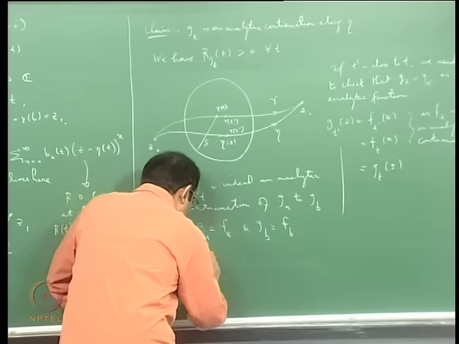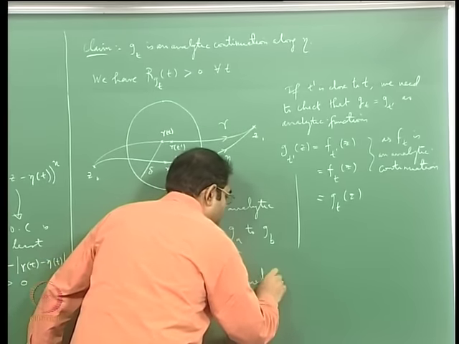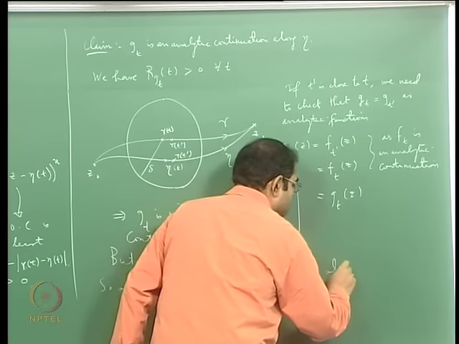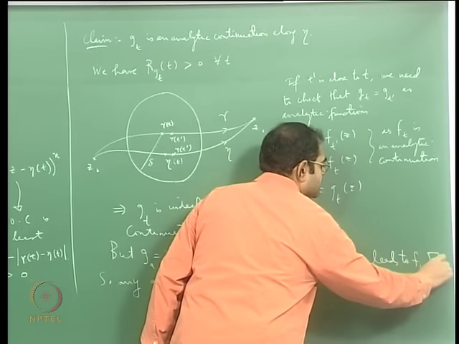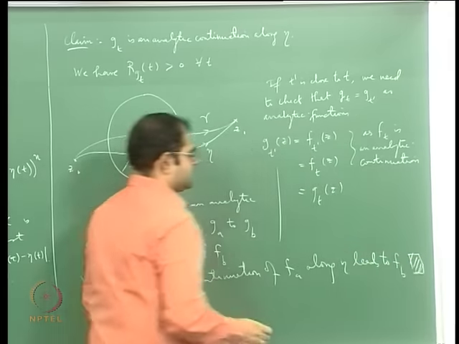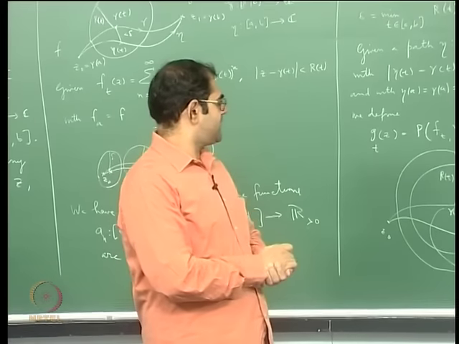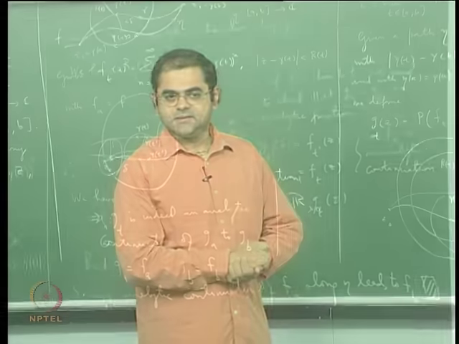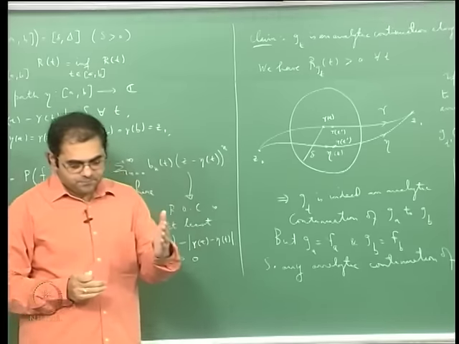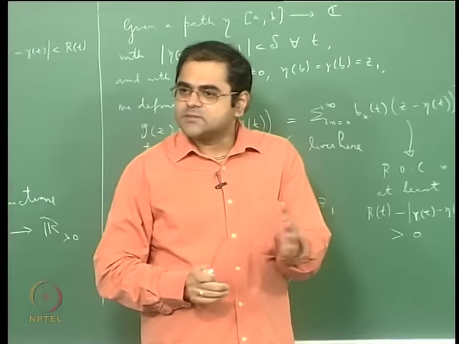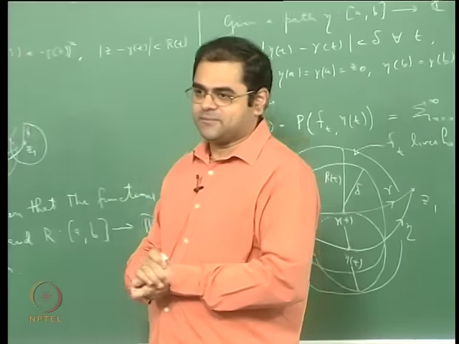So any analytic continuation of fa along neta leads to fb. So that finishes the proof of this lemma, okay. It's a pretty simple lemma, nothing complicated about it. But the power of this lemma is that it tells you that if you have analytic continuation along a path, then along nearby paths also analytic continuations will exist, and they will give rise to the same analytic continuation, okay.